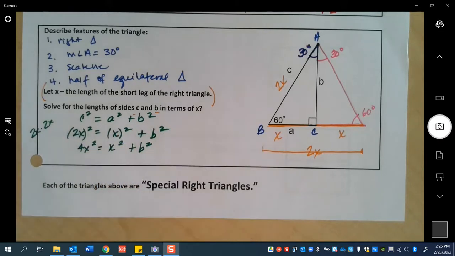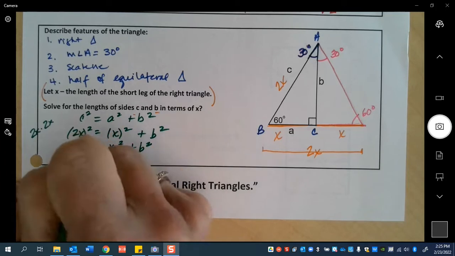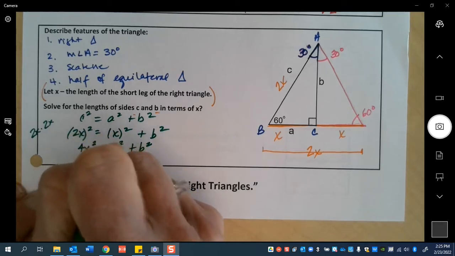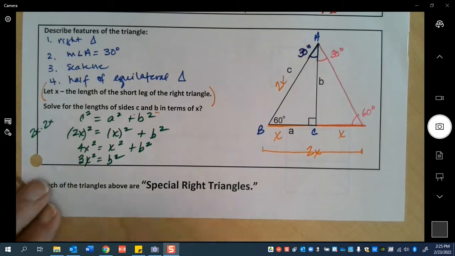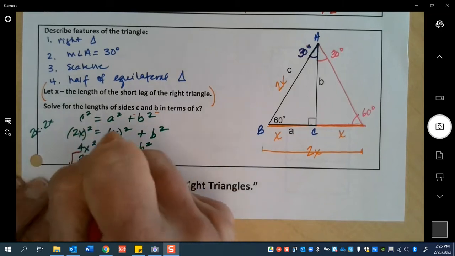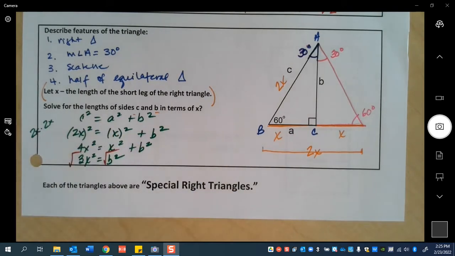How do I get B by itself? Subtract x squared from both sides. If I have 4x squareds and I subtract 1 away, what am I left with? 3x squareds. 3x squareds are going to be equal to b squared. I'm going to jump back and use that property of equality that says if you're solving for a variable and that variable is squared, you're allowed to take the square root of each side.